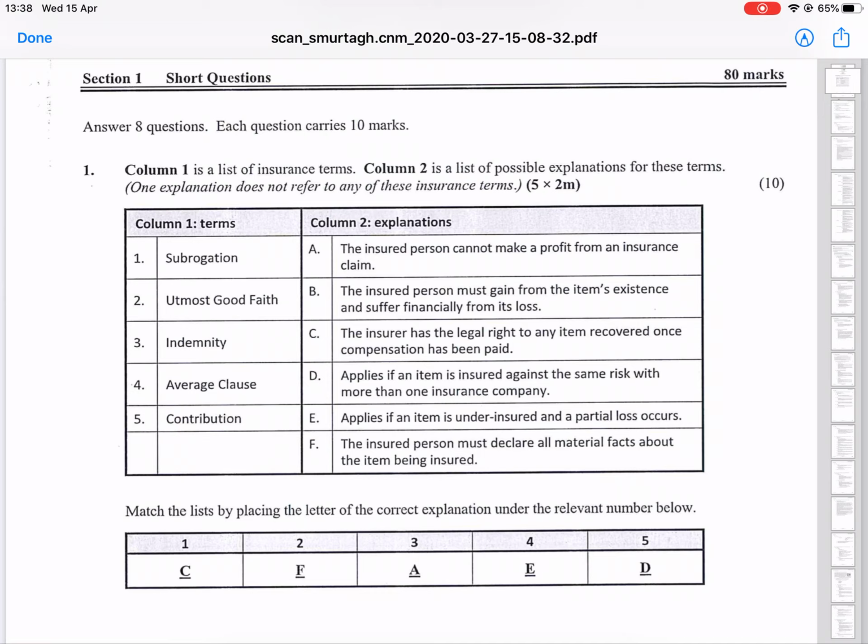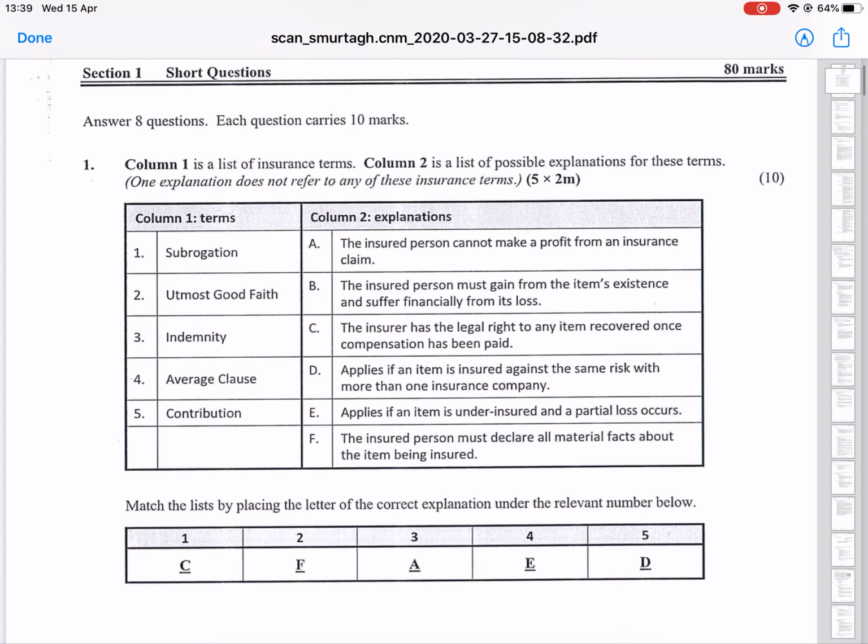So I'll start with question number 1, and it was an insurance question. It was a letter and explanation question. So in other words, on the left hand side you got your key terms, and then on the right hand side you got your definitions or explanations, and you had to match them up. You'll notice that the insurance principles, subrogation, utmost good faith, indemnity and contribution are listed, and also average clause as well. So you can see the letters there that match up to these key terms.